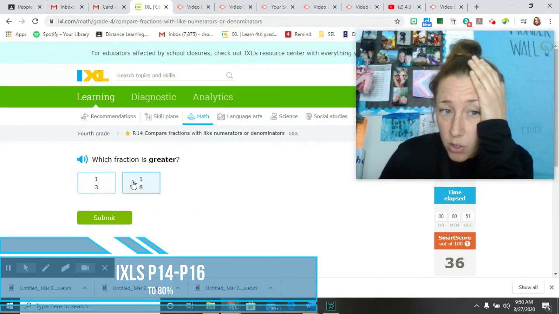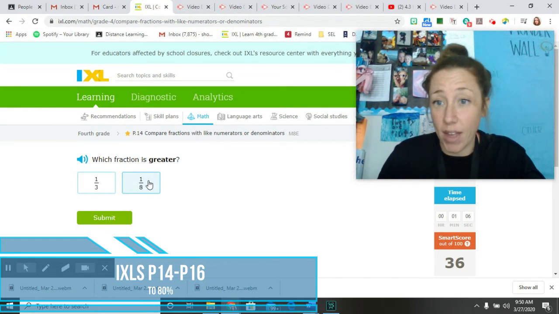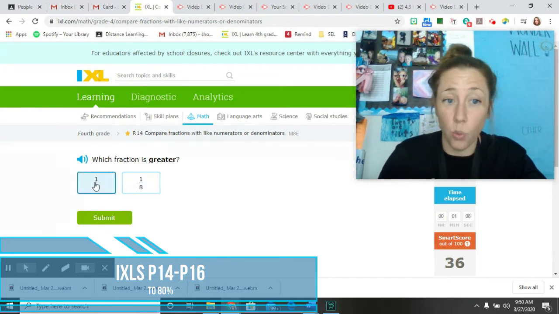Which one's greater? Numerators are the same, denominators are different, right? If I have a cake and I divide it into 3 pieces and I get one of those pieces, it's going to be bigger than if I have a cake and I divide it into 8 pieces and I get one of those pieces. So 1/3 is greater.